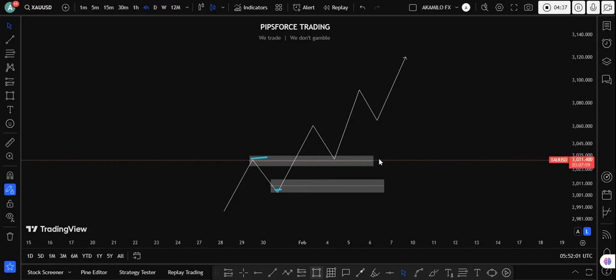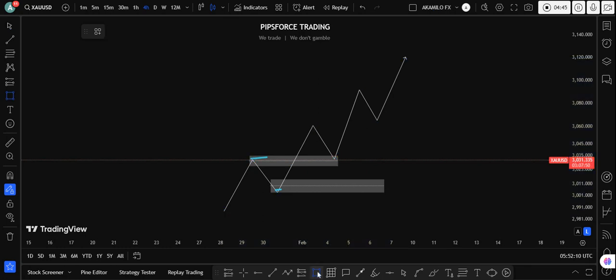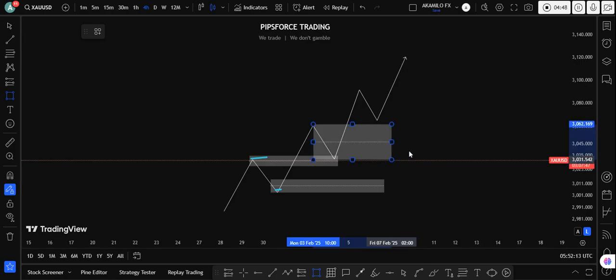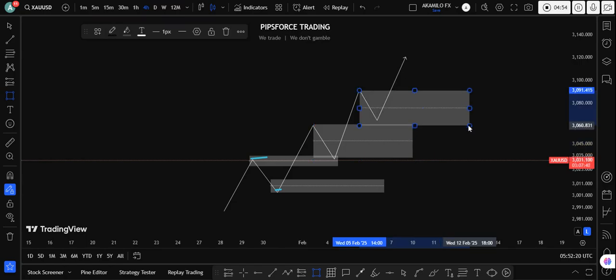So that is an order flow. So this level is an order flow, and then from this swing high to a swing low here, this is also an order flow, right? This is also an order flow. Then we have this one too as an order flow as well.